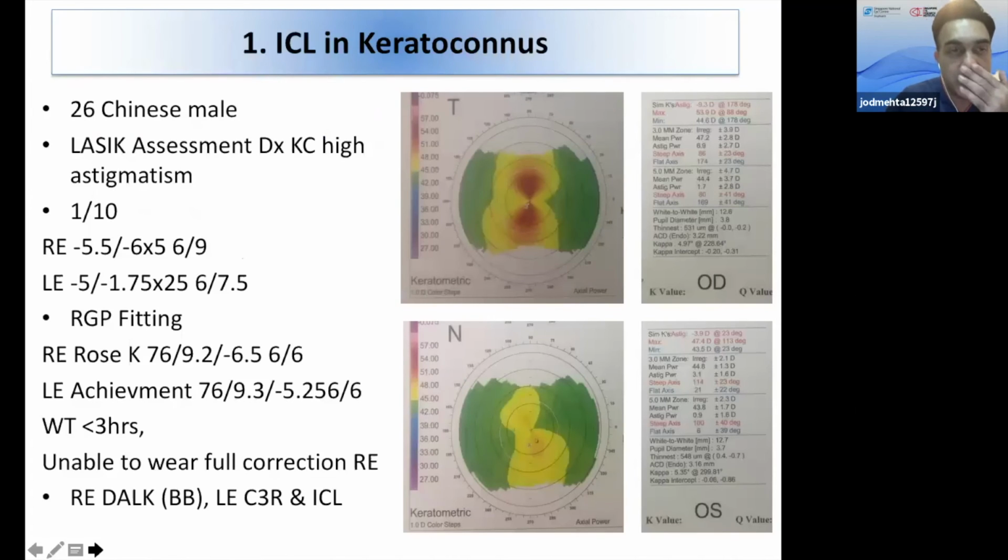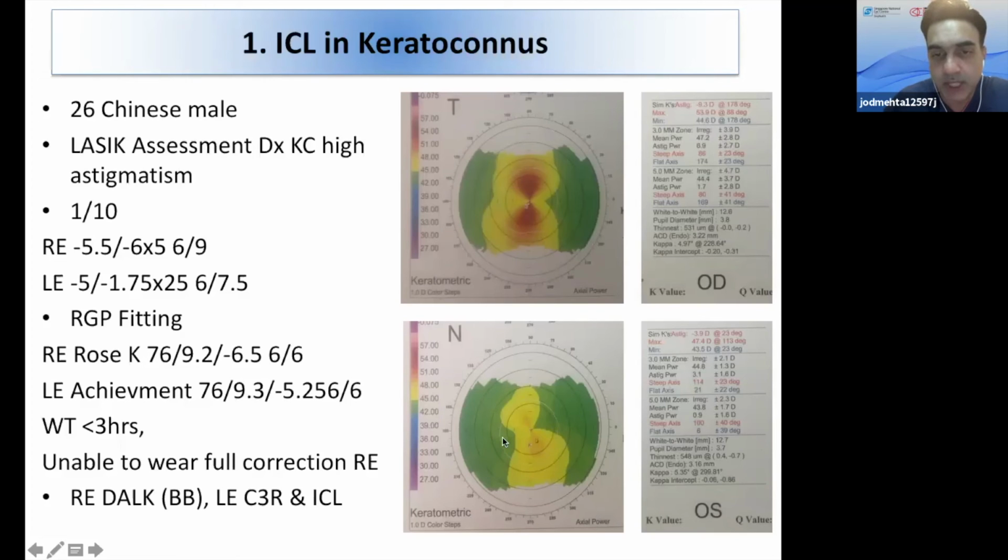So here we go, this is the first guy I'm going to show you. He's a 26-year-old gentleman with keratoconus. He came for a LASIK assessment, so high myopia, with keratoconus worse on the right side compared to the left side. He went for contact lens fitting, was only able to wear the lens for 3 hours, so was contact lens intolerant. On the right-hand side, I did a big bubble DALK for him. On the left-hand side, he had collagen cross-linking, and once this had stabilized, he didn't want to wear his glasses, he wanted to undergo some sort of refractive treatment.